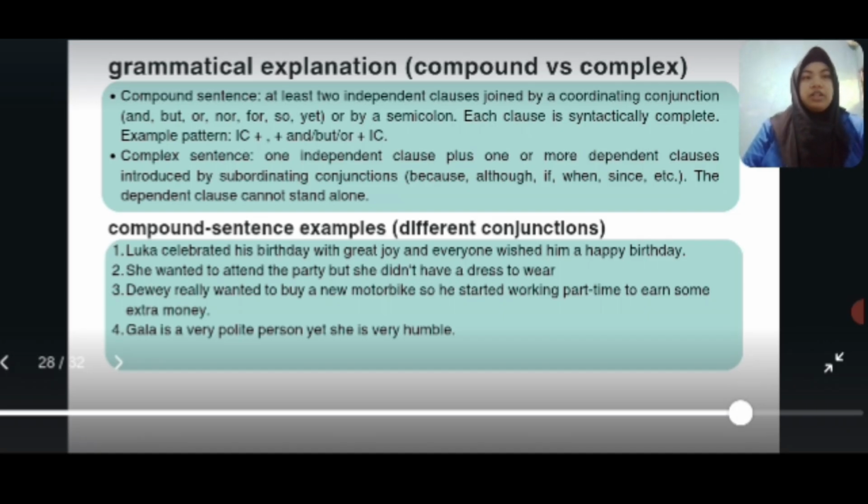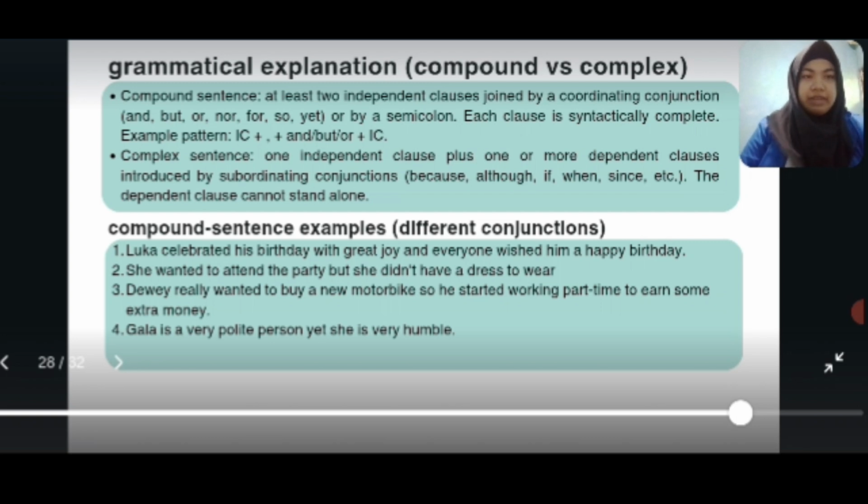So there's the grammatical explanation, compound versus complex. Compound sentence: at least two independent clauses joined by a coordinating conjunction, and, but, or, nor, for, so, yet, or by a semicolon. Each clause is syntactically complete. Example pattern: independent clause plus "and" or "but" plus independent clause. Complex sentence: one independent clause plus one or more dependent clauses introduced by a subordinating conjunction, because, although, if, when, since, etc. The dependent clause cannot stand alone.